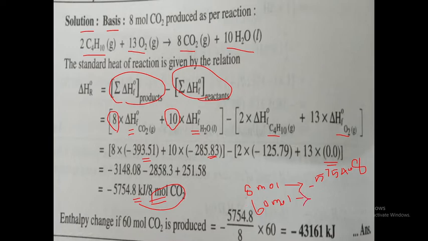So minus 5754.8 into 60 divided by 8. This value multiplied with this value, divided by this value. Finally we get minus 43161 kilojoule. This is the way we calculate the standard heat of reaction value for 60 moles of carbon dioxide produced. Here the standard heat of reaction value is also negative, so the reaction is an exothermic reaction.